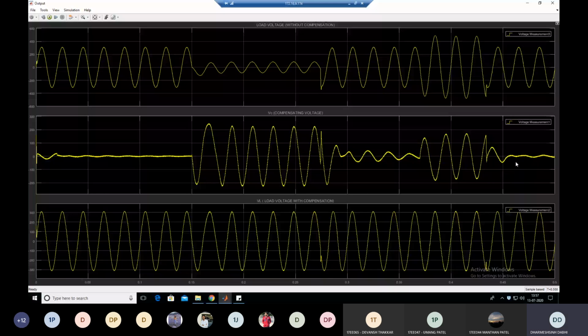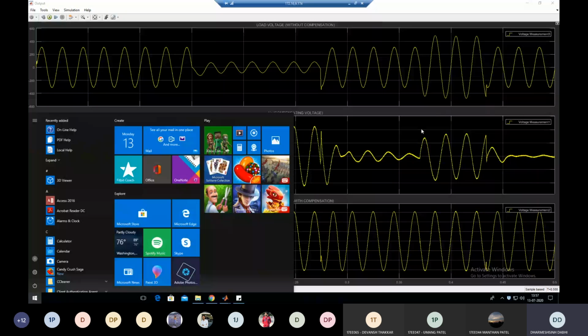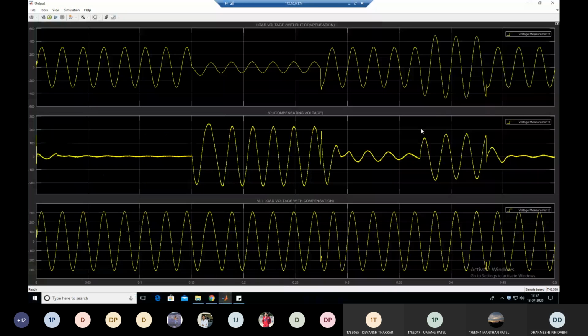You can see the first waveform: your voltage becomes normal here with a peak of 311 volts. At this time, the compensating voltage again becomes 0, because there is no need of compensation, as your load voltage is the same as the supply voltage. It means your DVR is off at this time. So VC, the compensating voltage, is 0 here. So throughout this operation, during voltage sag condition between 0.15 to 0.27 second, there is no variation in the load voltage.